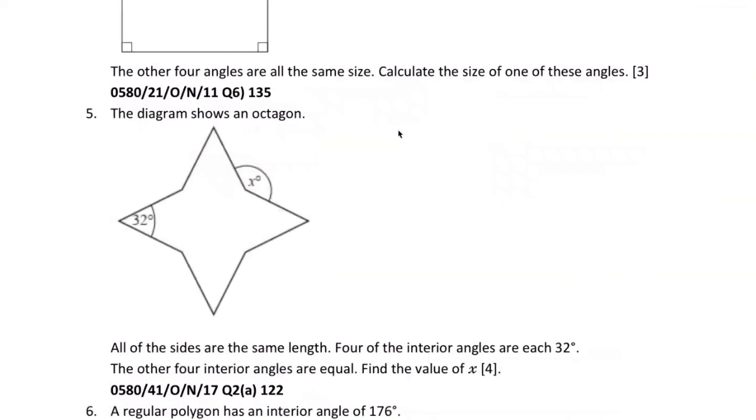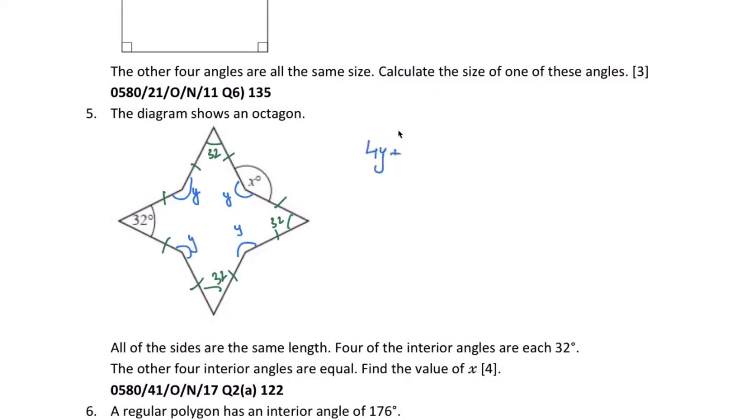The diagram shows an octagon because it's an 8-sided figure. All of the sides are of the same length. 4 of the interior angles are each 32. So this angle is 32, this angle is 32, this angle is 32. The other 4 interior angles are equal. So the other 4 angles, let me call them y, this angle, and this angle. These 4 angles are equal as well.